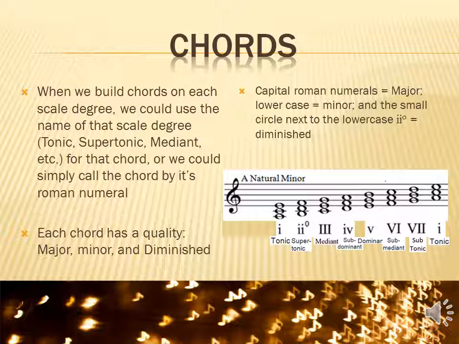So we have minor 1, tonic, diminished 2, supertonic, major 3, mediant, minor 4, subdominant, minor 5, dominant, major 6, submediant, major 7, subtonic, and back to minor 1, tonic.